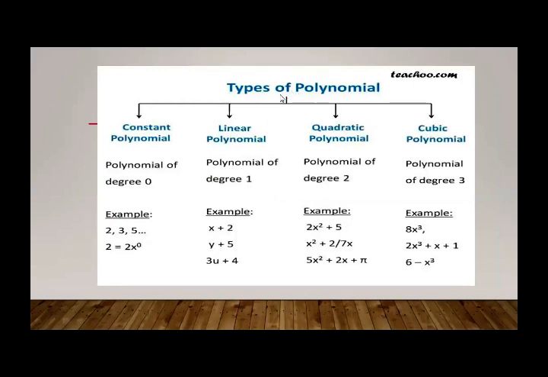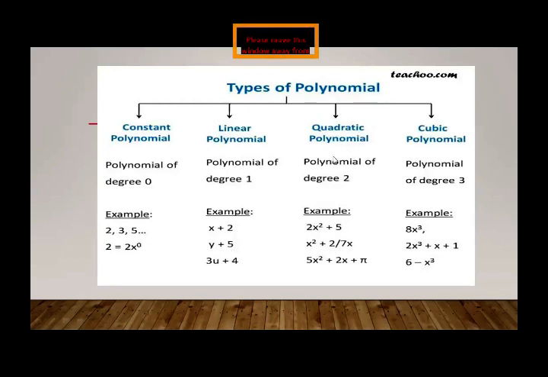Now types of polynomial, again we are going to repeat all polynomials according to degree. So according to degree we have learned about constant polynomial. Constant polynomial is a polynomial of degree 0. Examples are 2, 3, 5, or 2 equal to 2x raised to power 0. Then we have learned about linear polynomial. Linear polynomial means a polynomial of degree 1. The examples are x plus 2, y plus 5, 3 into u plus 4.